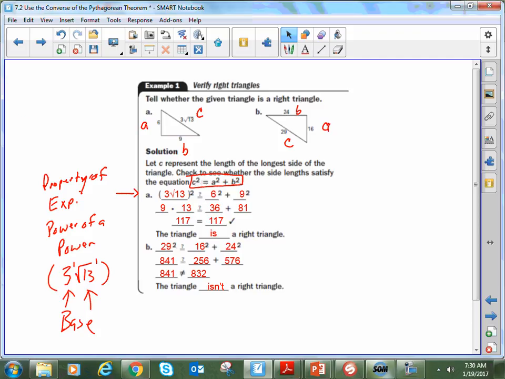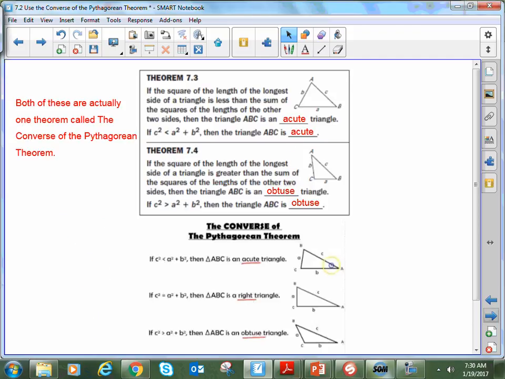Now, moving on, we're getting into the actual converse of the Pythagorean theorem. At the beginning I said, not only can we use the Pythagorean theorem to show whether a triangle is a right triangle, like we saw in triangle A a second ago, but we can determine if a triangle is going to be acute or obtuse also by using it.